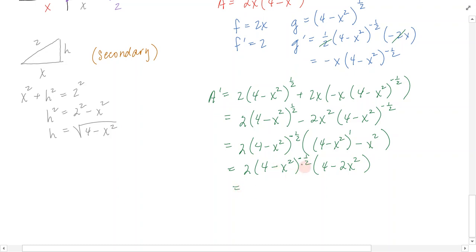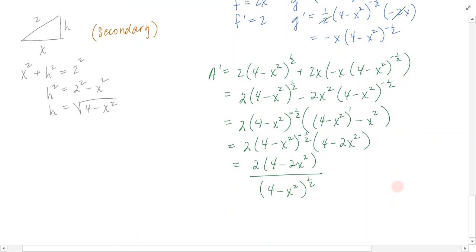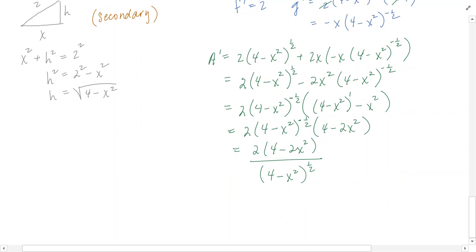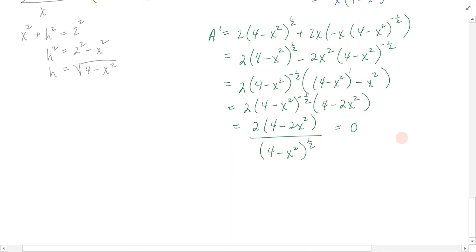And so I'm going to take the negative exponent here and send it to the denominator. So I would have 2 times (4 minus 2x squared) in the numerator over (4 minus x squared) to the 1/2 in the denominator. And I don't really need to go any further with that, because technically I'm going to set this equal to 0 and now solve. Ultimately, I want to find the critical values of this derivative.